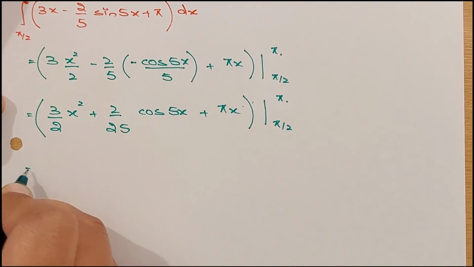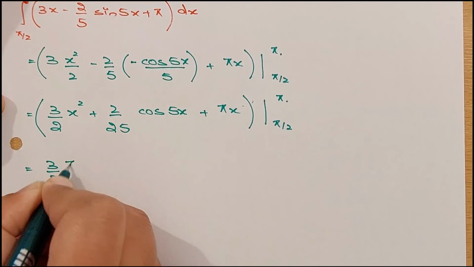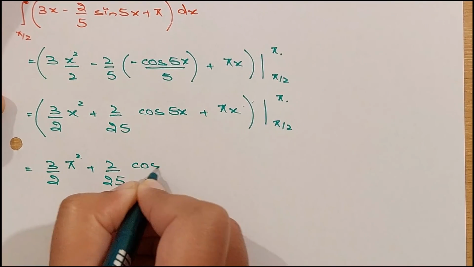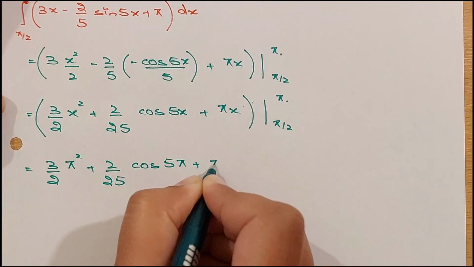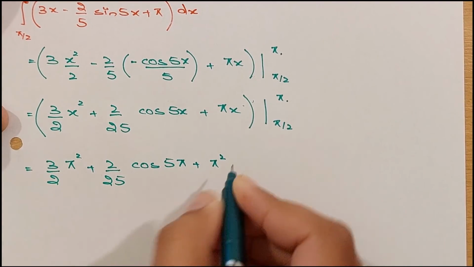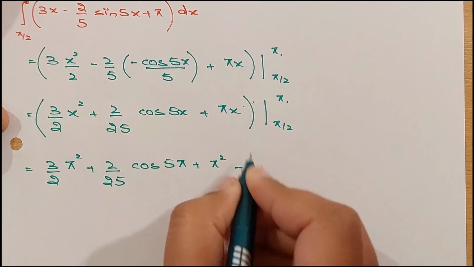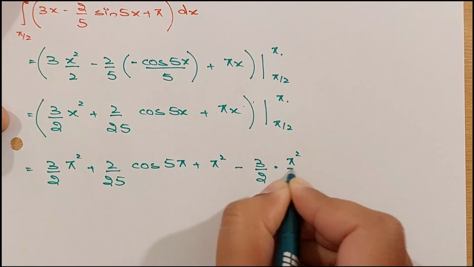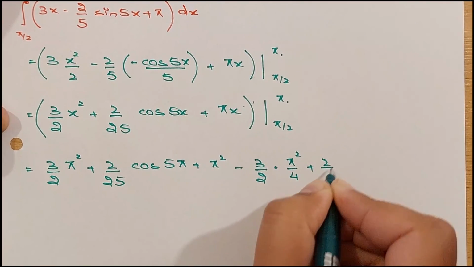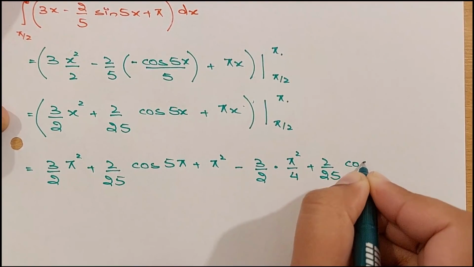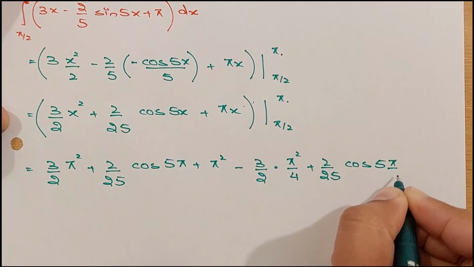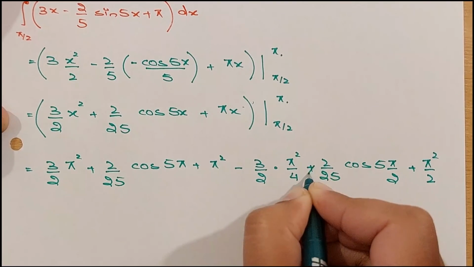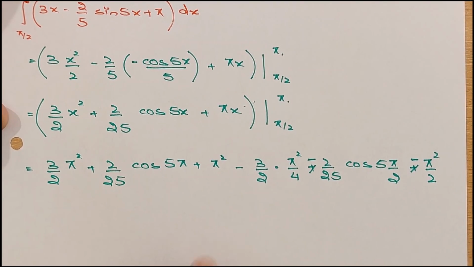Now let me substitute the limits. 3/2 pi^2 plus 2/25 cos 5pi plus pi times pi^2, upper limit. Now for the lower limit, we have to subtract all 3 terms. So 3/2 times the lower limit pi/2 squared, so pi^2 by 2 squared is 4, plus 2/25 cos(5pi/2), and plus pi^2/2. Sorry, it's minus because we are doing lower limits.